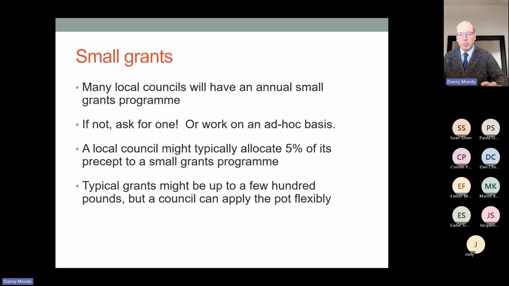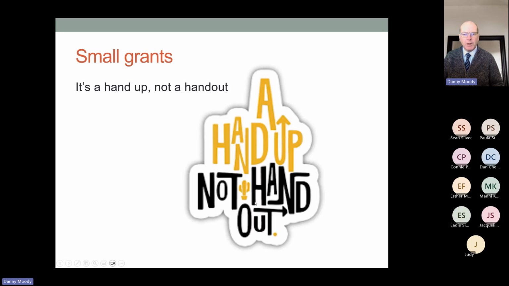Obviously, it's just potluck as to whether the grant scheme is well subscribed or not. I think quite often, and it's becoming more common, the grant scheme is oversubscribed. So you'd be looking at the maximum per application amount, but there's always that possibility of the parish council giving more. The important thing with a parish or town council grant is that it's a hand up, not a handout.